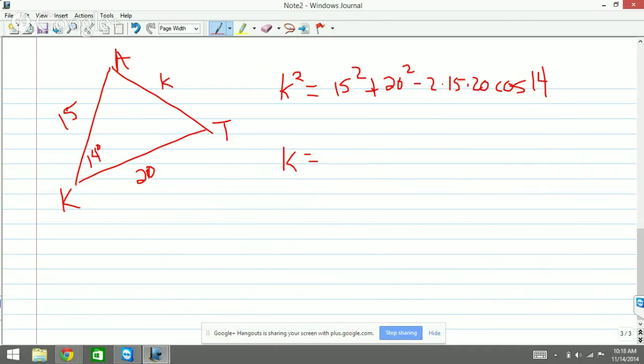I got 6.5. K squared. Do all this math, then square root it. That's what I did. You got 6.5. Maybe we should go through it. Okay. Duly noted.